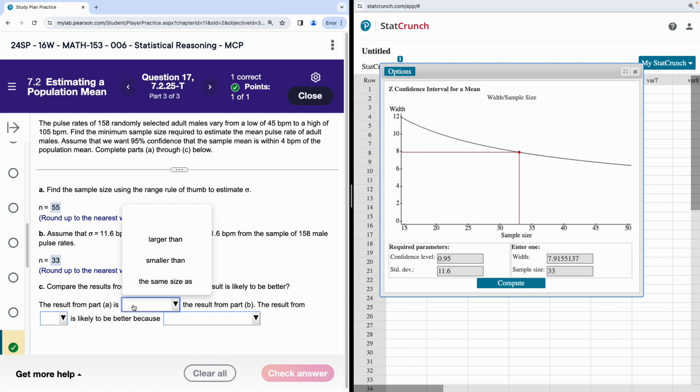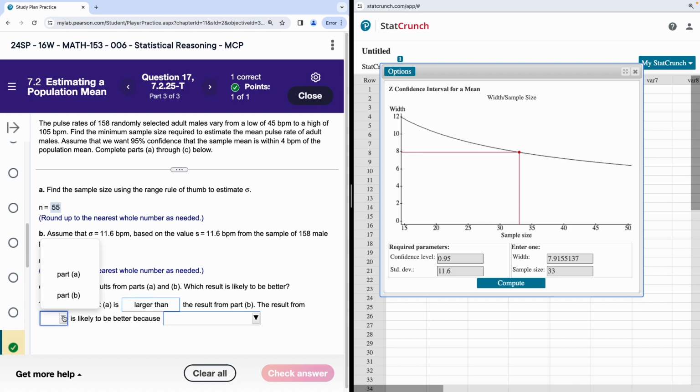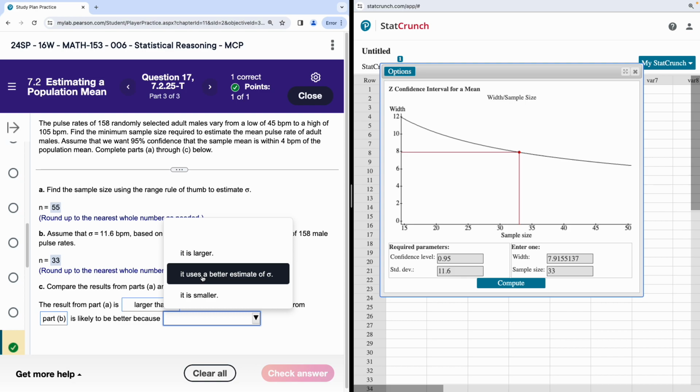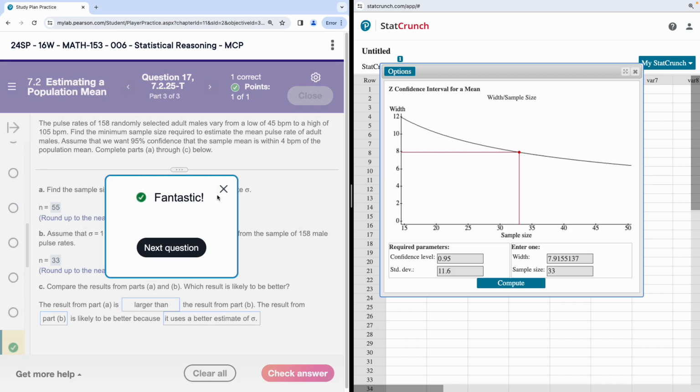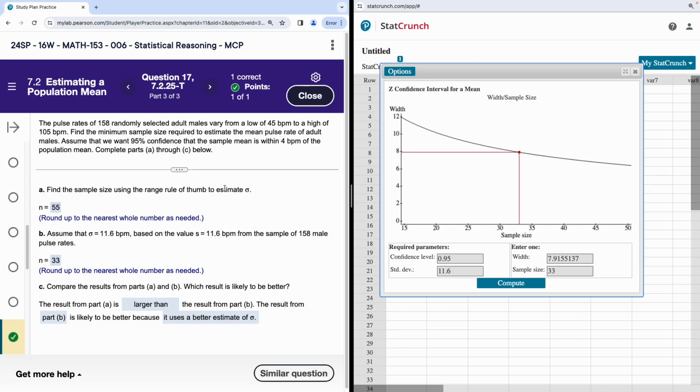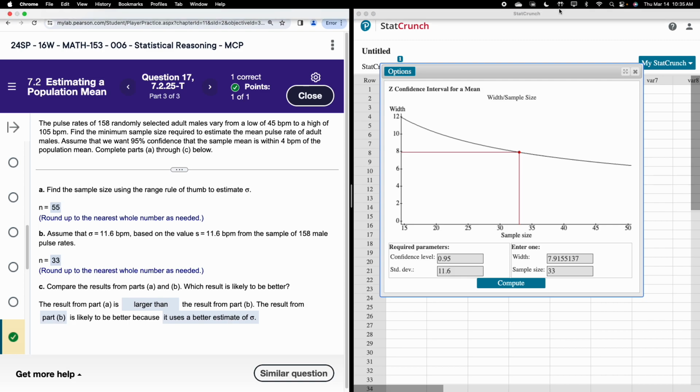So the result from part A is larger than, that's pretty obvious, larger than the result from part B. The result from part B is likely to be better because it uses a better estimate of sigma. And that's what we want to key in there. And we should get all that right, and we do. So that is how you can tackle exercise 7.2.25-T from section 7.2, estimating a population mean.